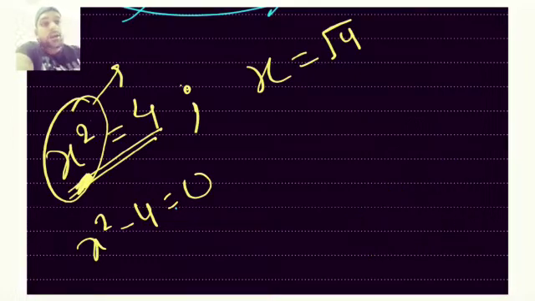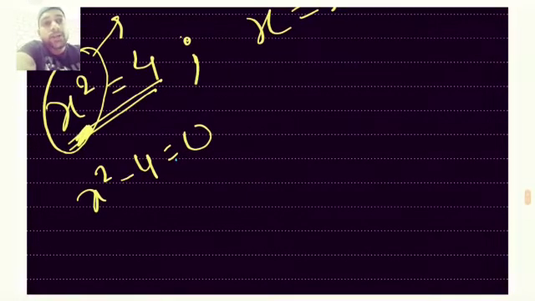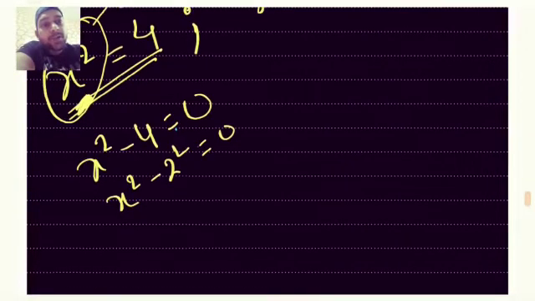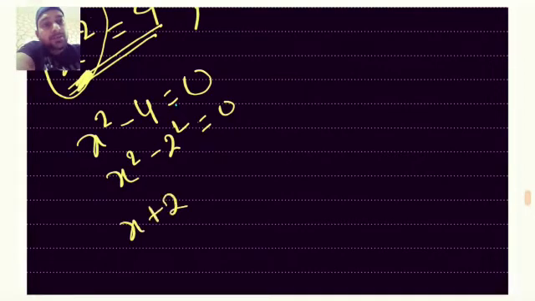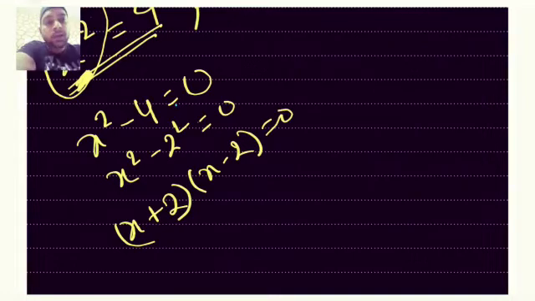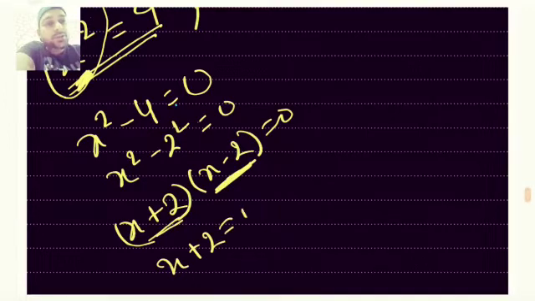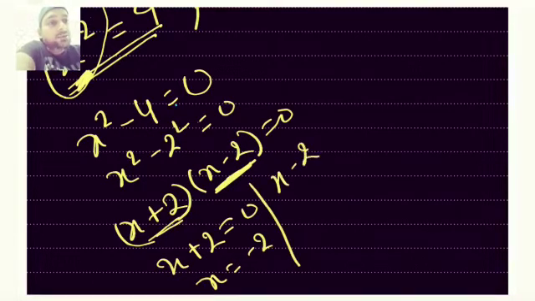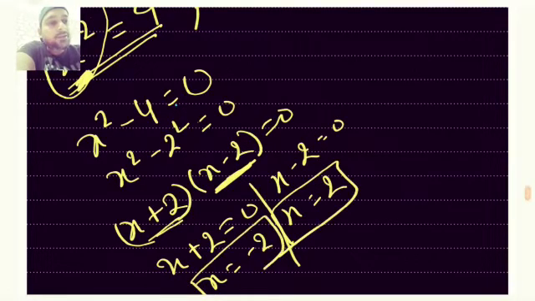See, you're going to write x square is equal to 4. It can be written as x square minus 4 is equal to 0. Now you can apply the formula of a square minus b square. This can be written as x square minus 2 square is equal to 0, and this will be x plus 2 into x minus 2 is equal to 0, right? Now either this will be equal to 0 or this will be equal to 0. So x plus 2 is equal to 0, then x is equal to minus 2. And if x minus 2 is equal to 0, then x is equal to 2. So x is equal to 2 or x is equal to minus 2.